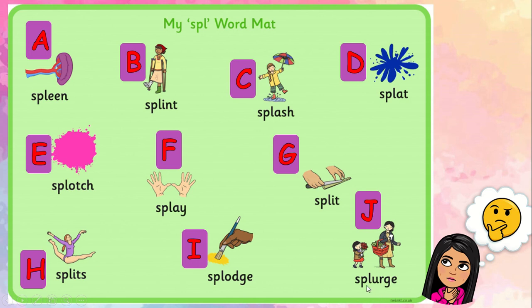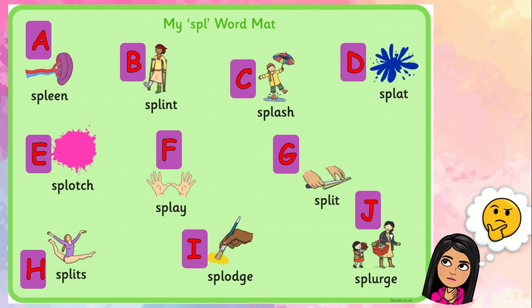If you try to read this word, we have spl-j. Read it again. Splurge, splurge. And here, let's try to read it again. Splodge, splodge. How about letter E? Let's see if you remember. What sound does TCH make? Right, TCH makes the ch sound, so that's splotch. Now let's play the game, because you already know how to read these words, right? Spleen, splint, splash, splat, splotch, splay, split, splits, splodge, splurge.